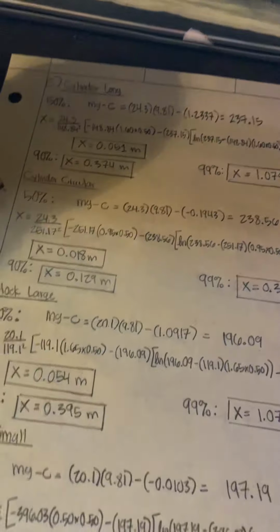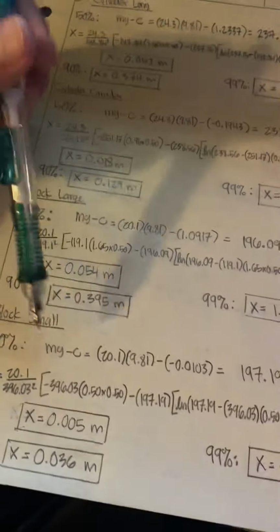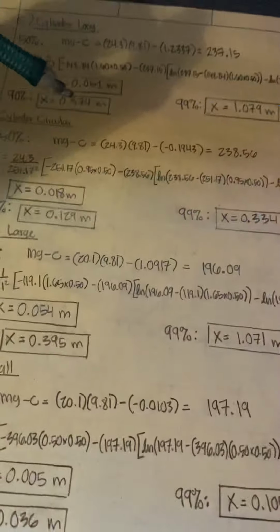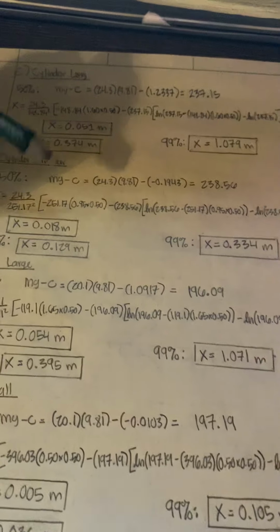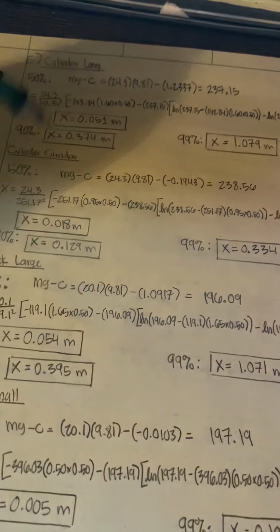The cylinder long side, the cylinder circular side, the block large and the block small. All this right here is what we did. It's exactly the same steps we did for the sphere, just plug in the different values for each one. Yeah, and that calculates that. That is the last of step 8, and that concludes the project that we've been working on.